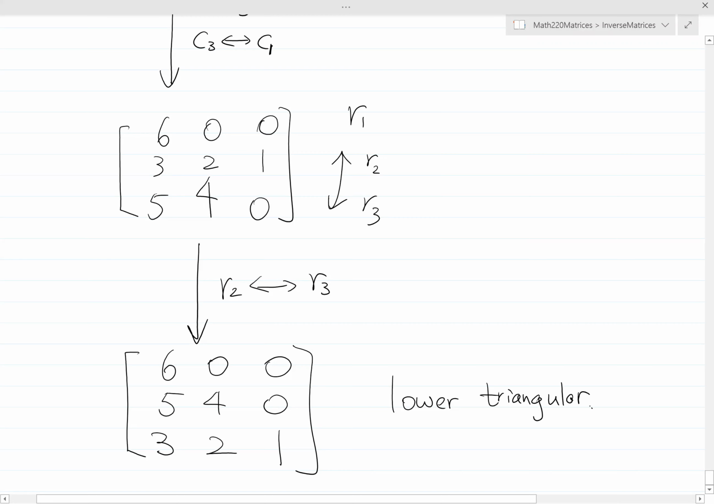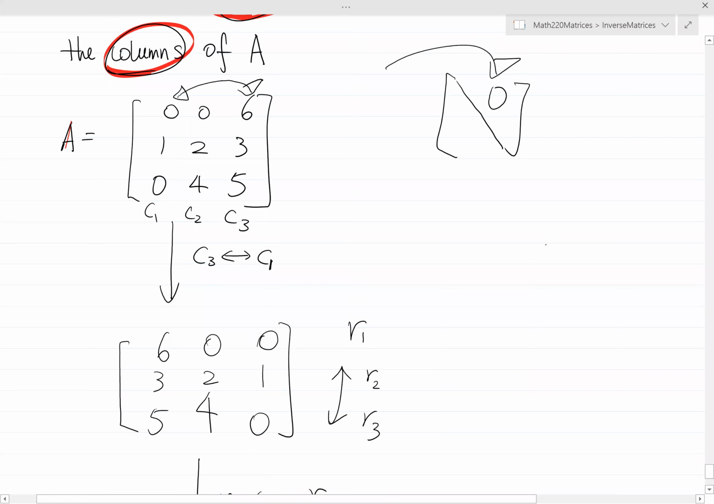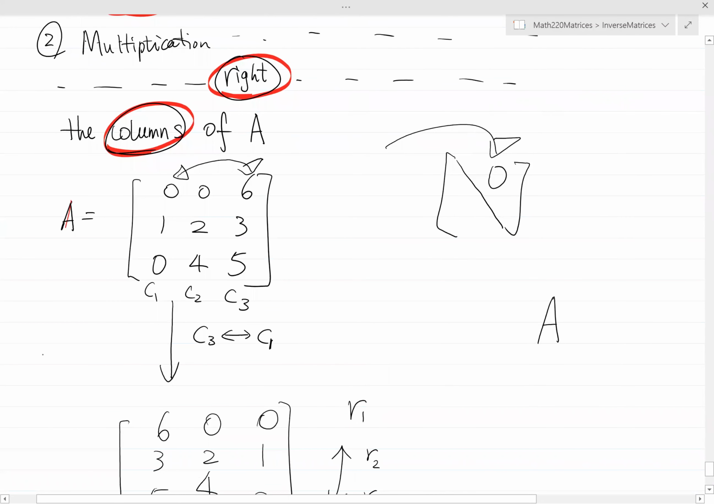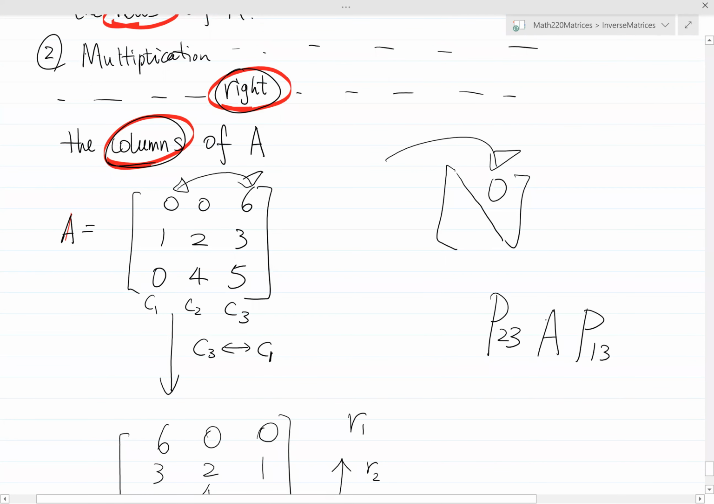Now let's see what matrix multiplication we should use. From the matrix A, we first do column operations. Remember, for column operations, what should we do? We multiply on the right, switching 1 with 3. And then we do row operations. For row operations, we multiply on the left. We switch 2 with 3, so it's the permutation P23. Okay, where you see P13.